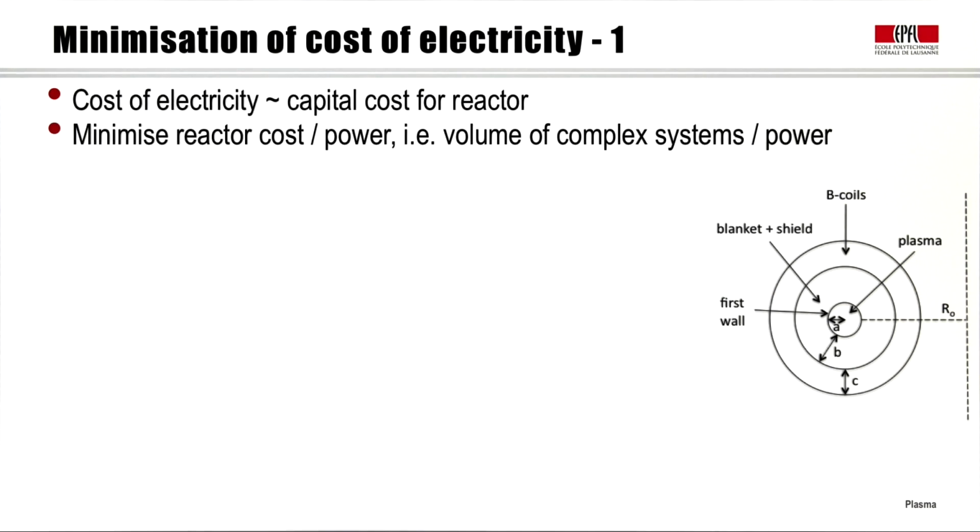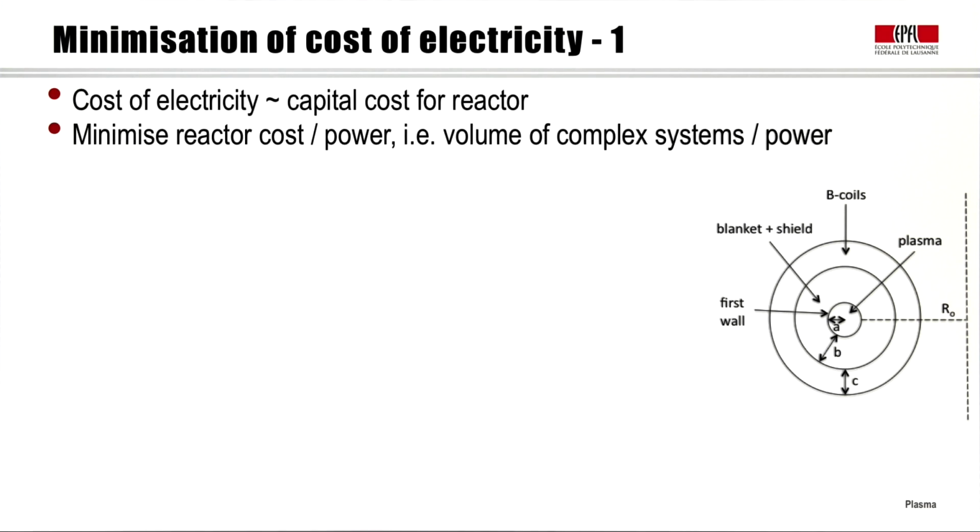We can now move to the minimization of the cost of electricity. And we notice that the cost of electricity in a fusion power plant will be proportional to the capital cost for the reactor. That's similar to the situation of fission plants, in fact, where the operational cost and the cost of the fuels are much lower than the capital investment in building the reactor. So when we want to minimize the cost of electricity, we can minimize the reactor cost.